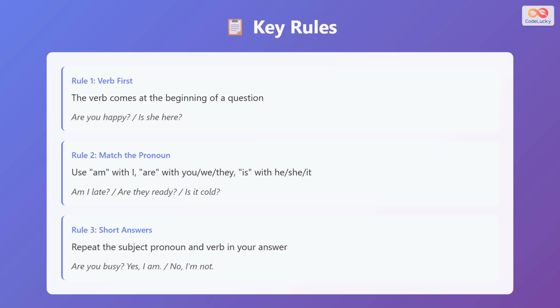Let me summarize the three most important rules. Rule 1: the verb always comes first in a question. Rule 2: match the verb form to the pronoun. Use am with I, are with you, we and they, and is with he, she, and it. Rule 3: always use short answers by repeating the subject pronoun and the appropriate form of the verb. These three rules will help you form and answer questions correctly.